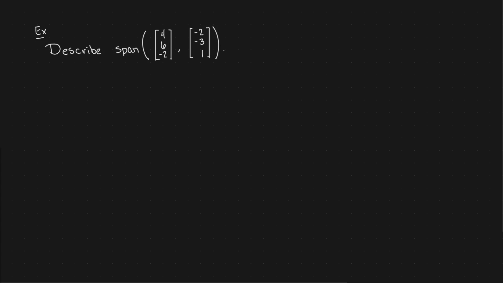Let's take a look at a few more examples, but this time with the vectors in three-dimensional space. So here we want to describe the span of two vectors, but both vectors live in three-dimensional space. So what are we going to get here?